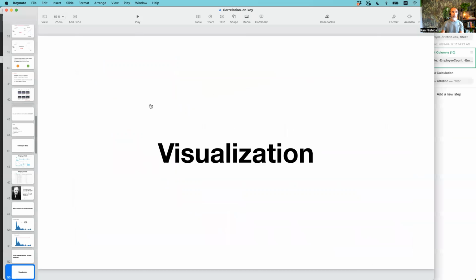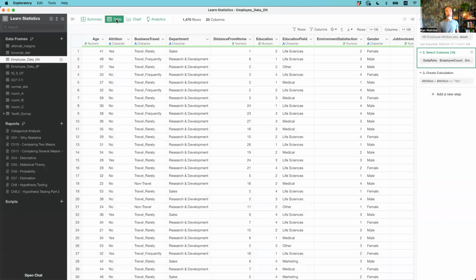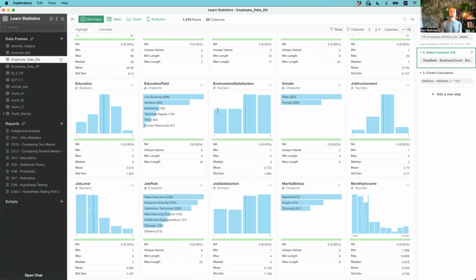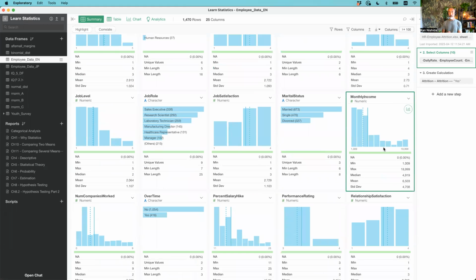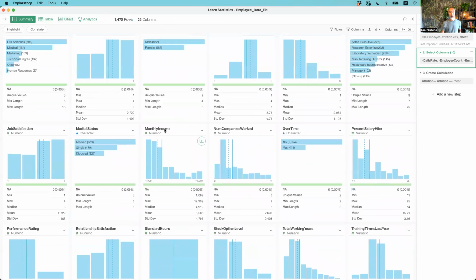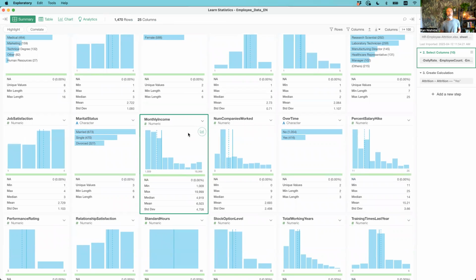So start with visualization, and I'm going to get to Exploratory right away. So here is that data, table view, and then summary view. And when you look at the monthly income here, this is the one that we are interested in for this particular segment. Where's the monthly income? Did it disappear? Here, okay. So I'd like to know what makes some employees high income and what makes some employees low income.